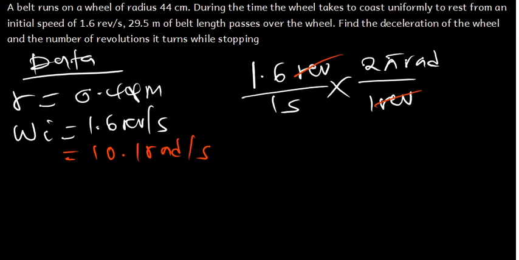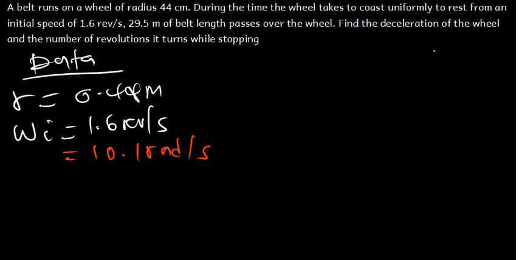Now I'm done with this. I also have the distance, d, which is 29.5 meters. That is the length. The question is, find the deceleration of the wheel and the number of revolutions it turns while stopping. We don't have time. The only formula which can help us to find the acceleration without time is the third formula.